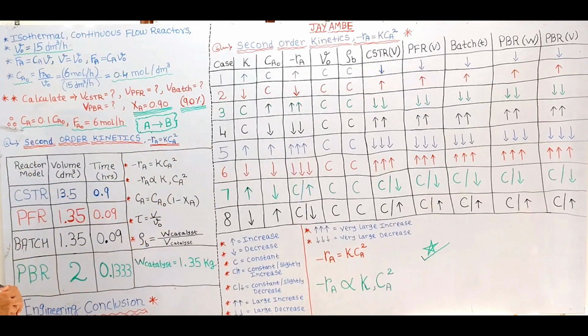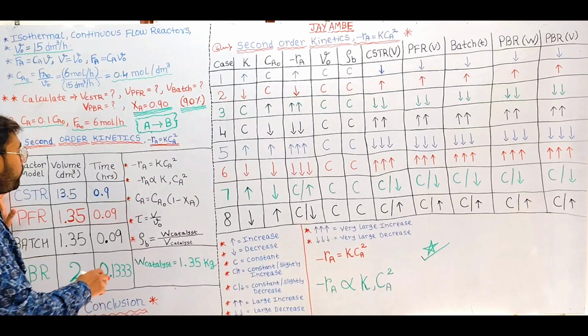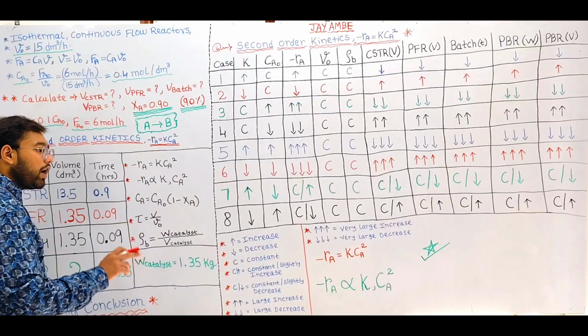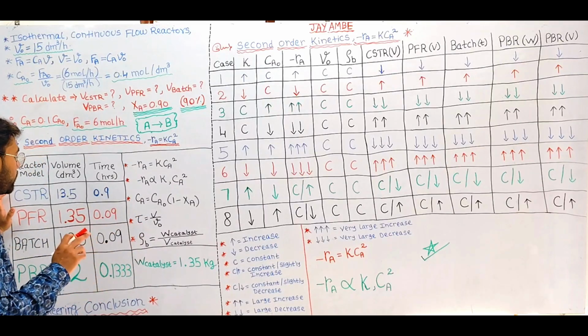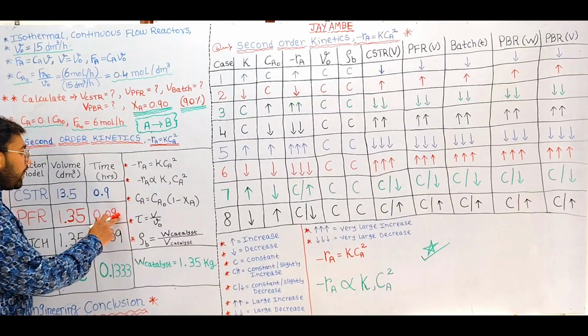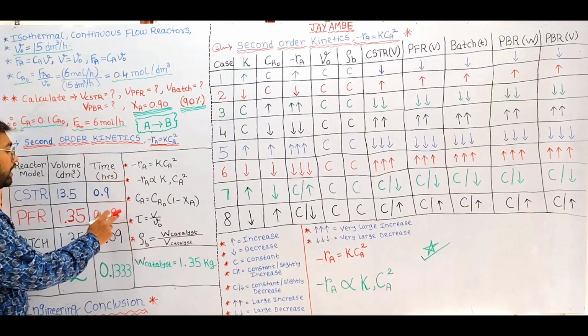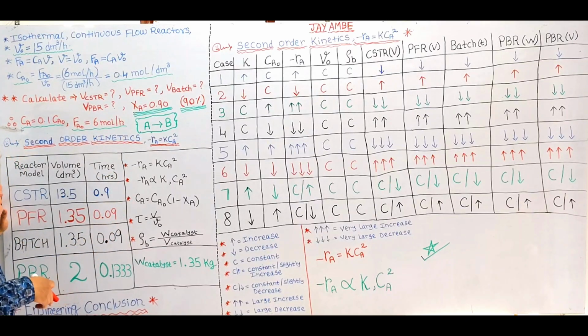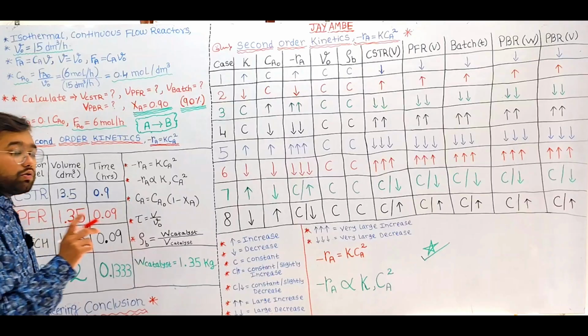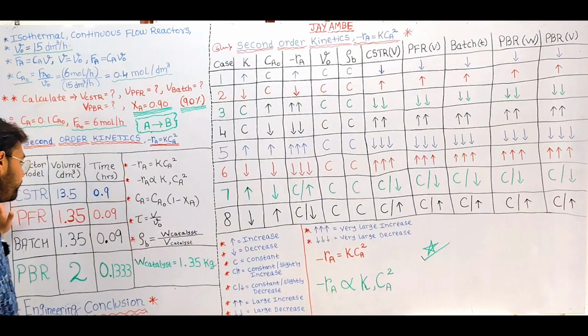I hope you understood. Now again, by using the fundamental concept of the space-time, we have calculated the reaction time required, which comes out to be 0.09 hours, right? Which means 5.4 minutes of reaction time is required in order to achieve the desired conversion of 90%, right?